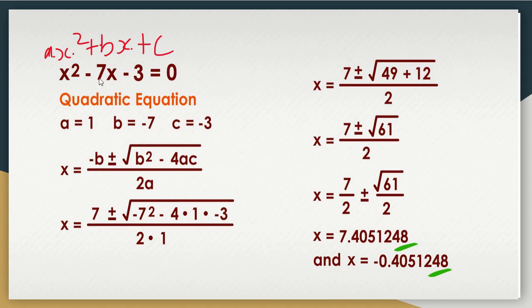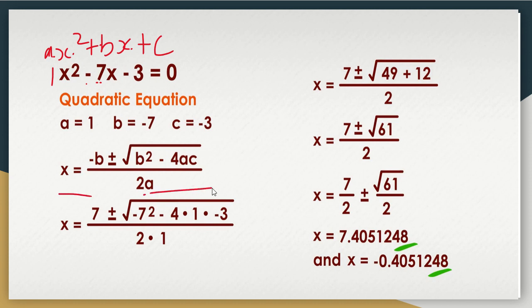So what is bx over here? Ax squared plus bx plus c equal to 0. So what is a over here? 1. Coefficient of x squared is 1. What is the coefficient of b? It's minus 7. Always remember to take it with the sign. Okay. What is c? Minus 3. Just I'm going to apply in the formula.